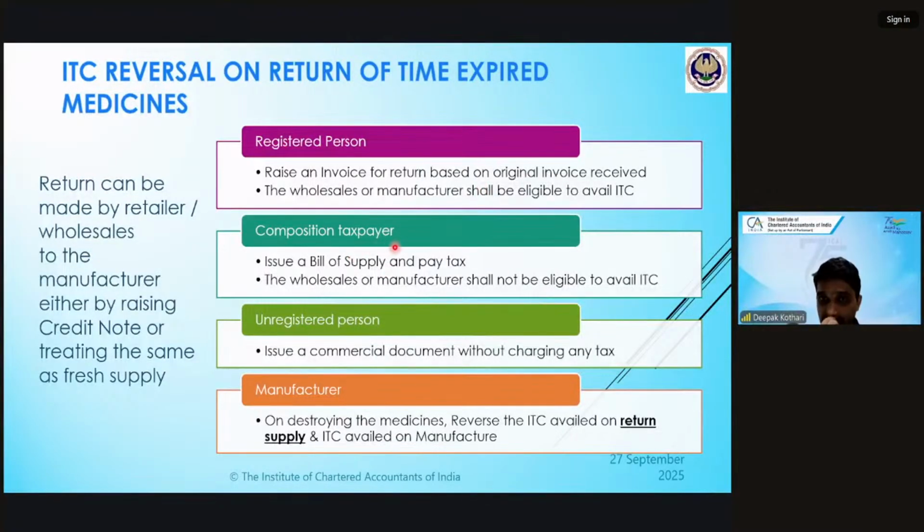If it's a composition tax payer, he purchased, tax was charged, but when he sells he cannot charge GST. So when he returns this, he will also raise an invoice, and he will pay the taxes on his own behalf. And the wholesaler, we know that blocked credit is not available, so in this case credit will not be available, he will not be eligible to avail the credit.